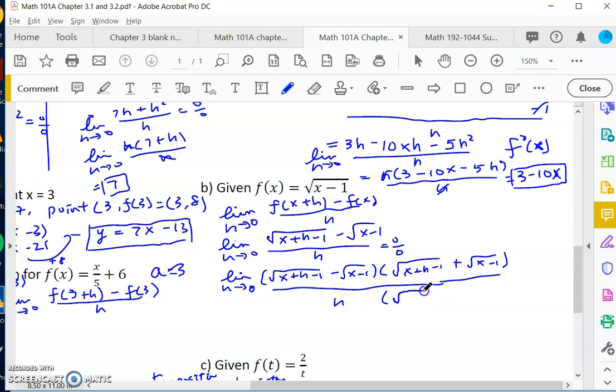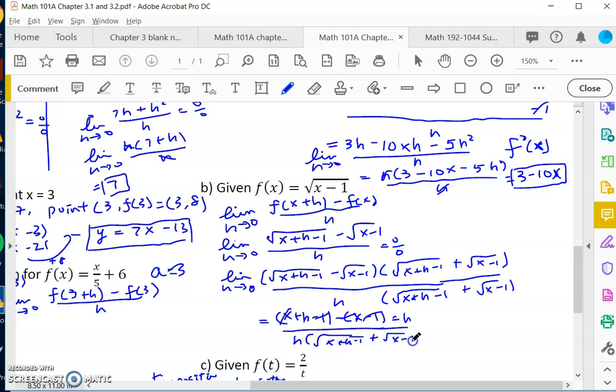But then you have to have the same thing on the bottom, square root of x plus h minus 1 plus square root of x minus 1. The top multiplied becomes just x plus h minus 1 subtract x minus 1. So x and x cancel, 1 and 1 cancel. Only h is left over. And the bottom would be h times the sum of the radicals. So you can see that we finally find the common factor.